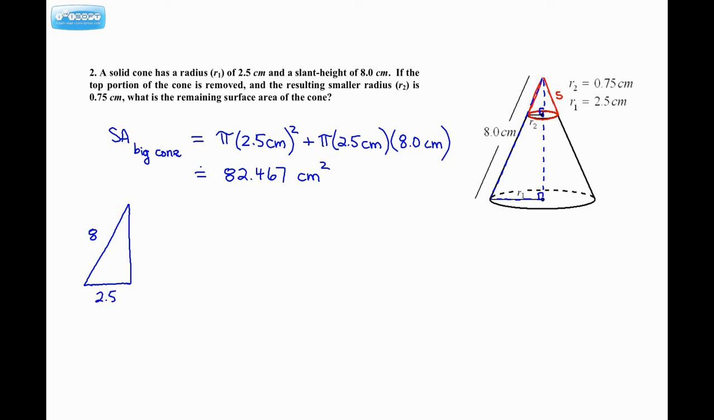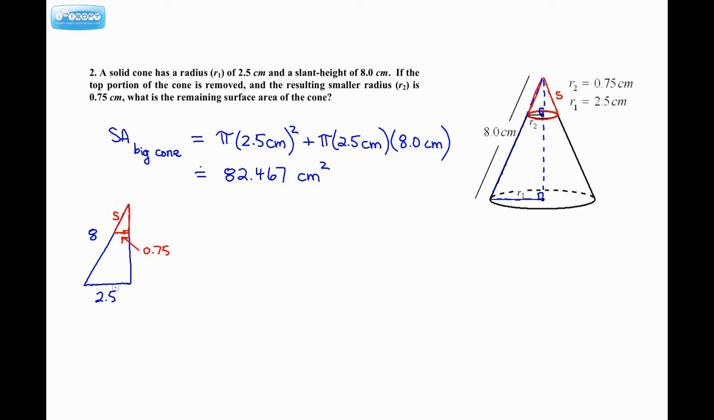Now I'm trying to figure out this length right here in red. So that's 90 degrees here. So this is S. But I know this. That was the bottom radius here. That was R2. So this is 0.75.